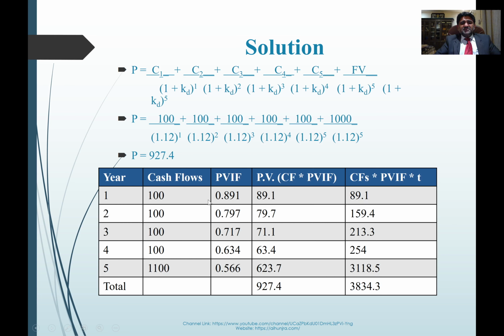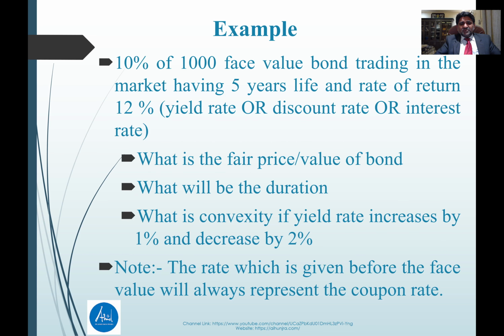So the cash flows are multiplied by the present value interest factor: 100 multiplied by 0.893 is 89.3. Then 100 multiplied by 0.797 is 79.7. 100 multiplied by 0.712 is 71.2. 100 multiplied by 0.636 is 63.6, and 1100 multiplied by 0.567 is 623.7. The sum is 927.4. You can solve either by this approach or by that approach. What was the first part of the question? What is the fair price? The fair price is $927.4.